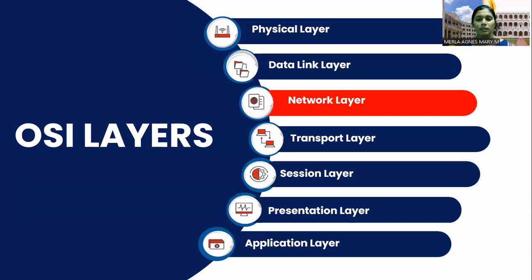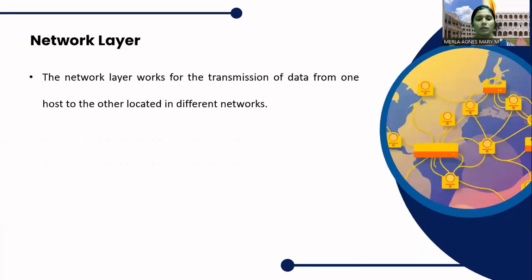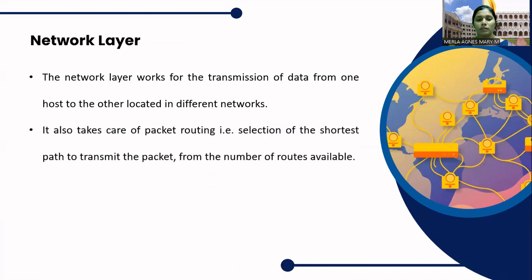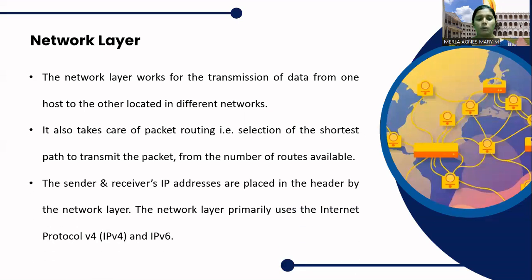Then the third layer is the network layer. The network layer works for the transmission of data from one host to another host, which may be located in different networks. It takes care of packet routing, so it selects the shortest path to send the data. The sender and receiver IP addresses are placed in the header by the network layer.